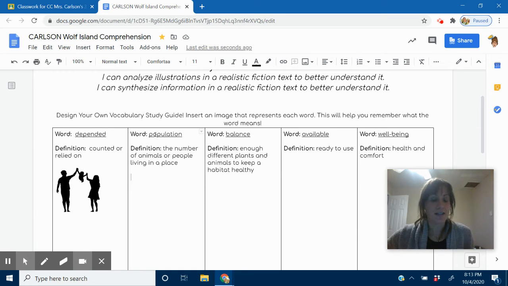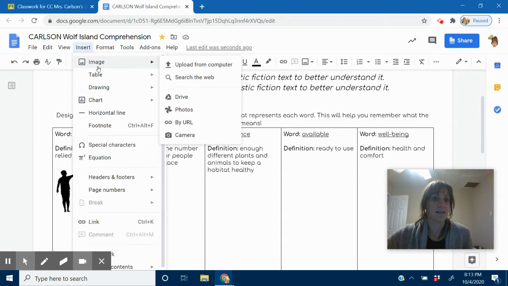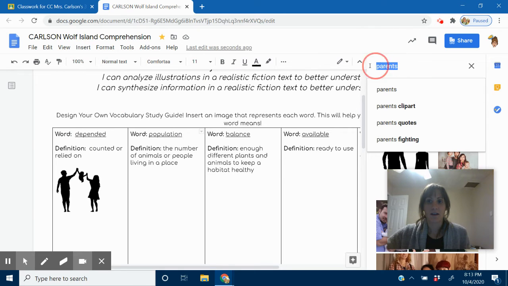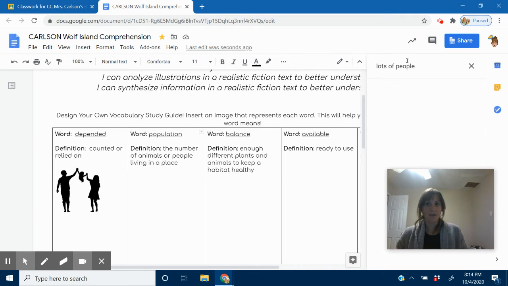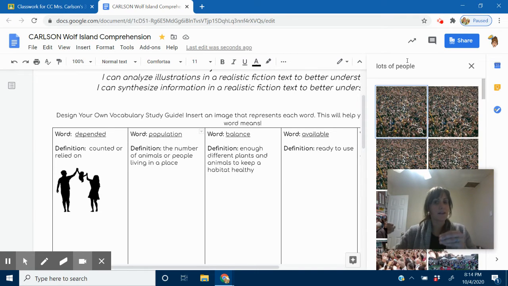Okay, this word says population. The definition is the number of animals or people living in a place. And you are going to insert a picture, insert image, search the web for population. So I wouldn't just type in the word population because it might not come up with a good picture. You could try if you can't think of one, but I might type in maybe lots of people because that will help me remember that the word population means the number of animals or people living in a place.